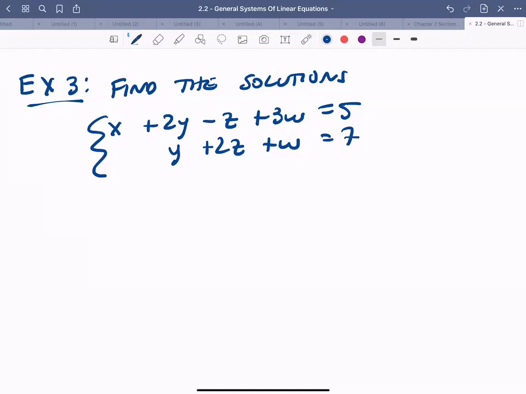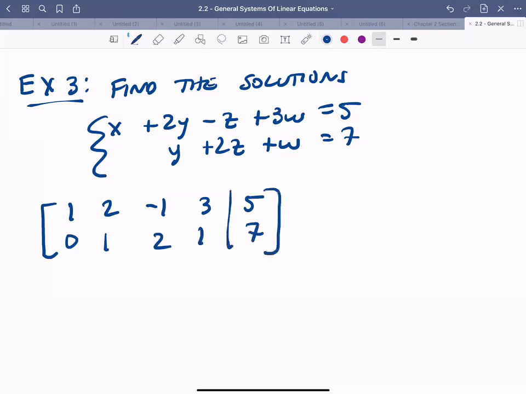All right, so if I'm looking at this, I have to write my matrix first. The matrix says 1, 2, -1, 3, and 5, 0, 1, 2, 1, and 7. Well, when you look at the first value here, it's already a 1, and below it is already a 0, so we've already pivoted around this, so we're good.